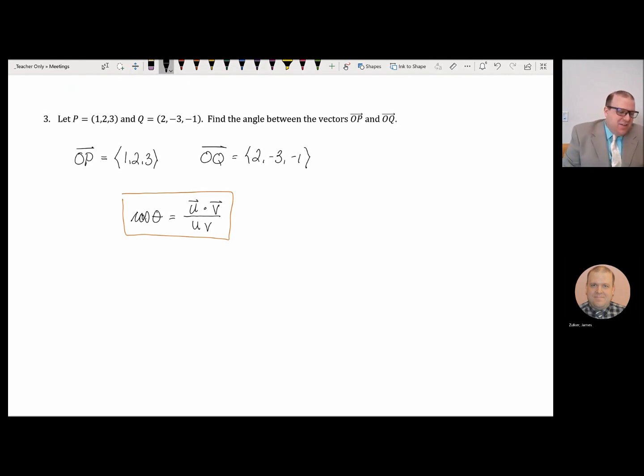So if cosine of pi over 2 has to be 0, that means the dot product has to be 0. So two vectors are orthogonal if and only if their dot product is 0. That does work both ways. If they're orthogonal, you know the dot product is 0. If you know the dot product is 0, then you know they're orthogonal.